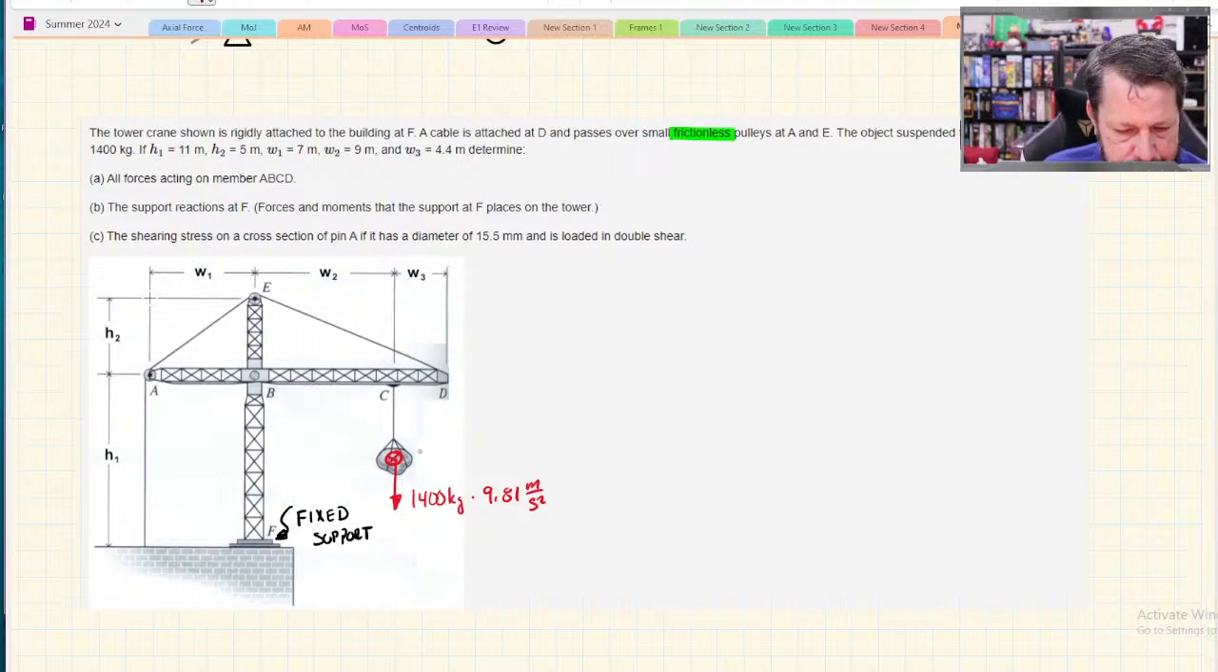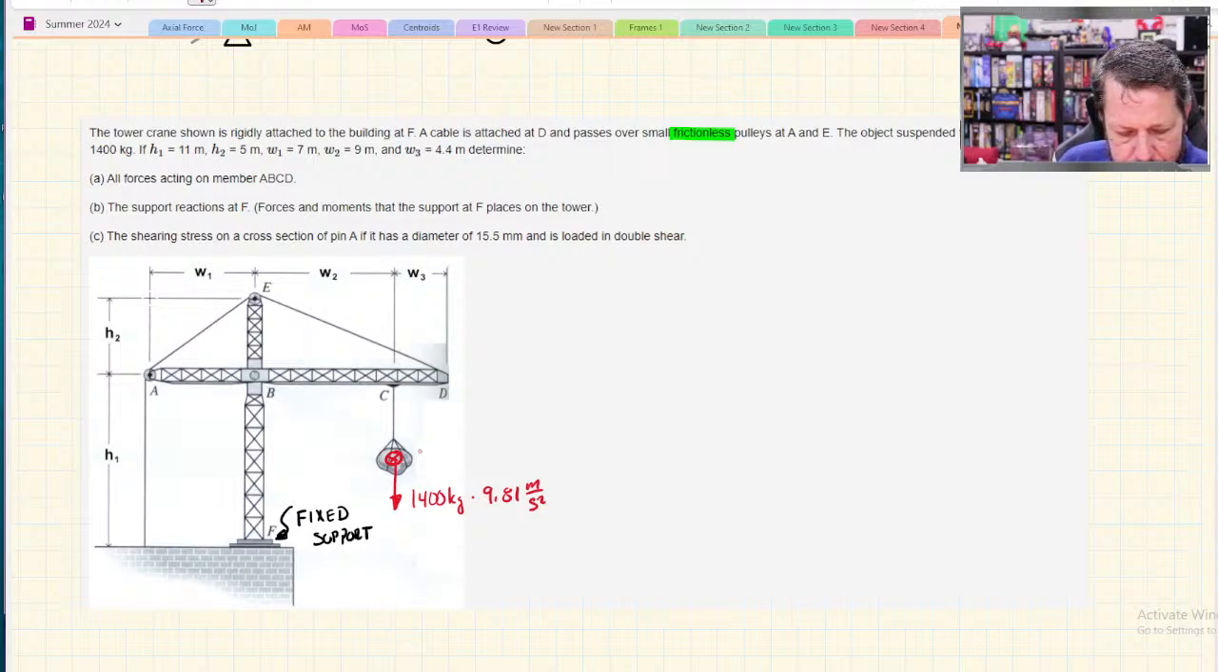A bunch of dimensions, and we want to find all forces acting on member A, B, C, D. And then the reactions at F, and some stress stuff, a shear stress problem. All right. Let's start with the free body diagram.